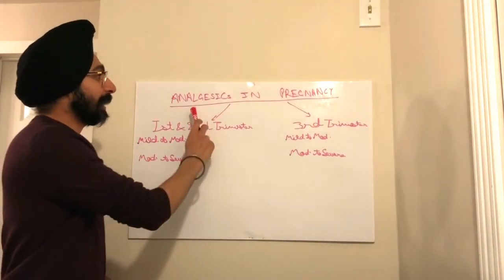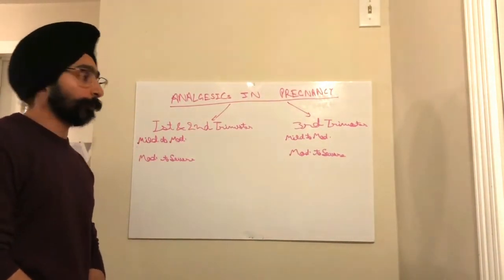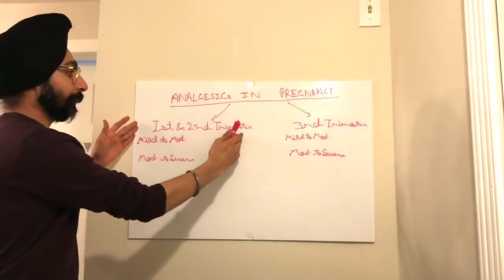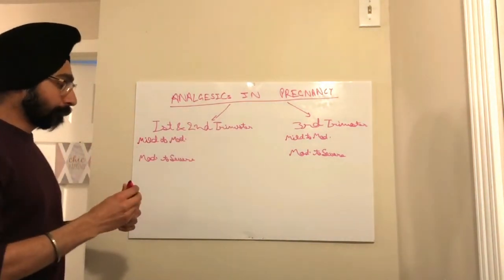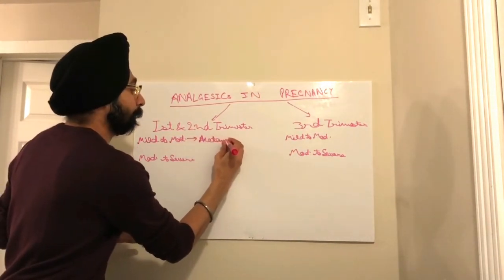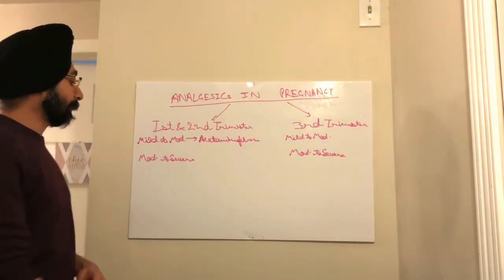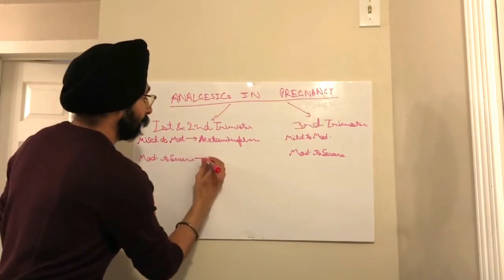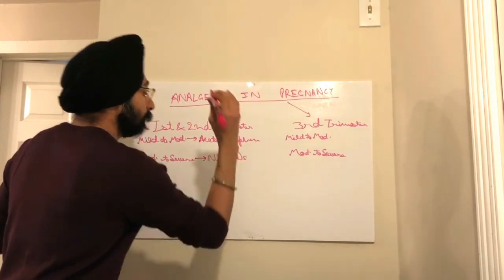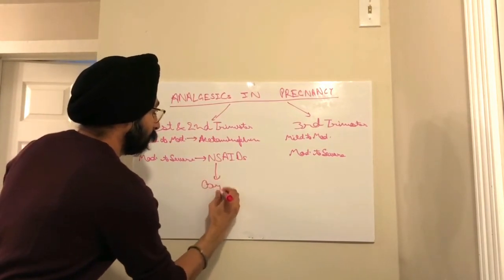Let us now discuss analgesics in pregnancy. So guys, as you can see, I have divided it into two groups, first and second trimester and third trimester. In first and second trimester, when a lady has mild to moderate pain, then the first choice is acetaminophen. If the severity of pain is more, that is the pain is moderate to severe, then the patient is given NSAIDs. If the patient cannot take NSAIDs, only then we have to give oxycodone.